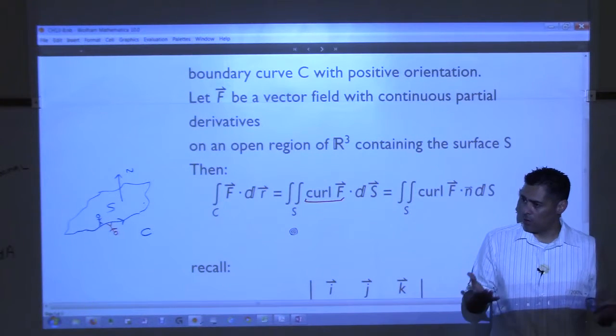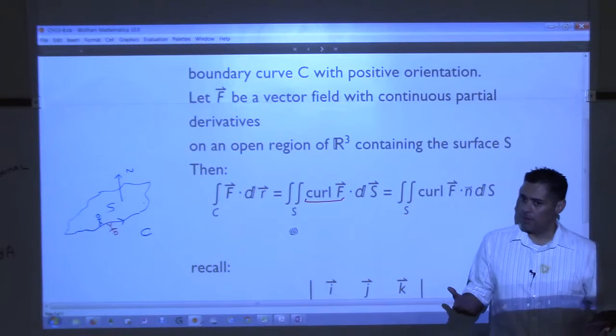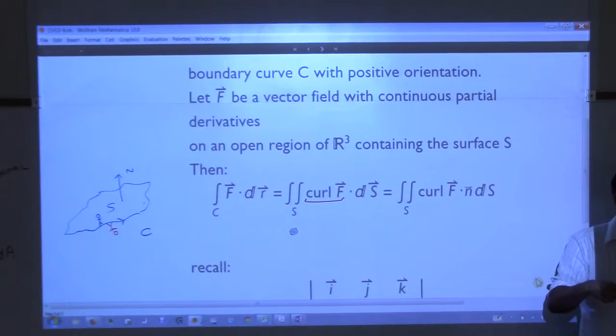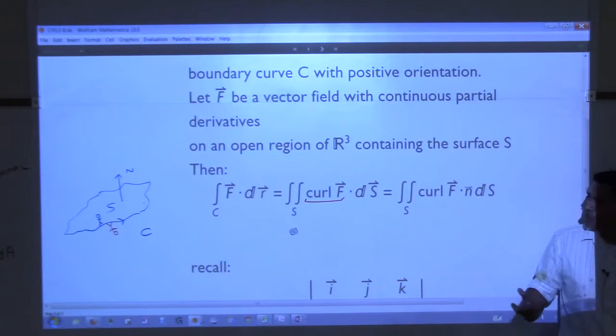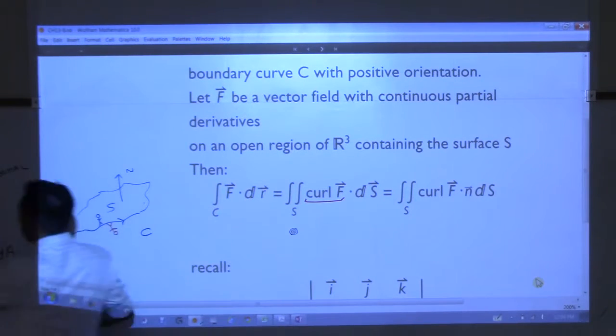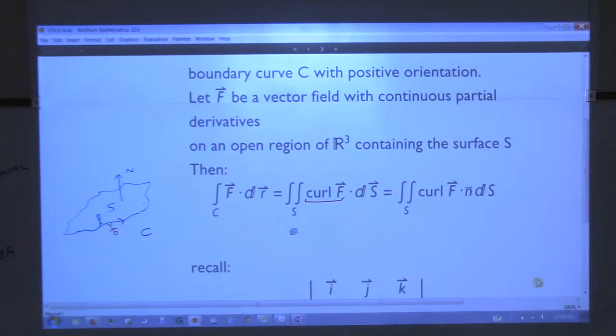Yes? The curl of f is a vector. The div of f is a scalar, but the curl of f is a vector. So this is the formula we were using for the last section, right? This was our formula from last section. The surface integral over S of f dot dS.